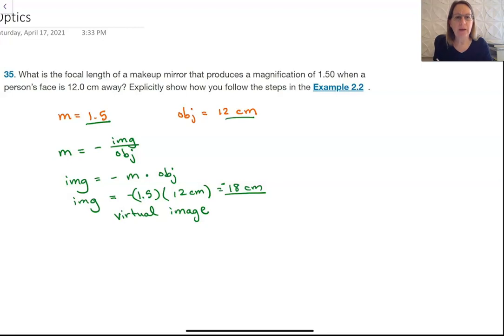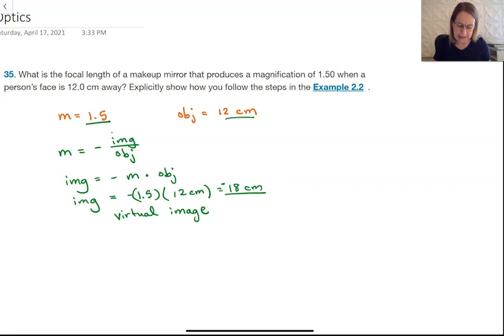It's an upright image. And in fact, if you have a makeup mirror, you certainly want your object to be upright. You don't want it to be flipped upside down because that would make it very difficult to be useful. So an upright image is also going to be a virtual image if you're using just one mirror.